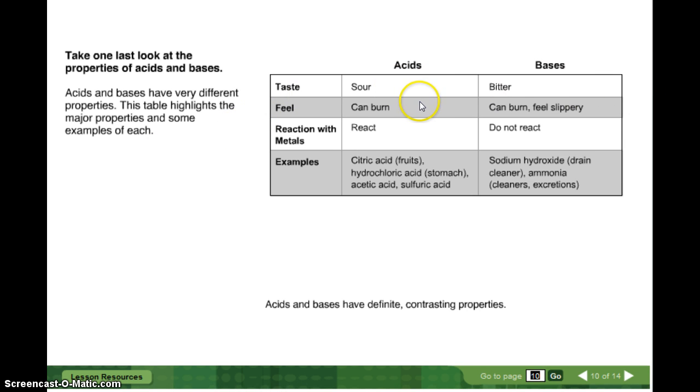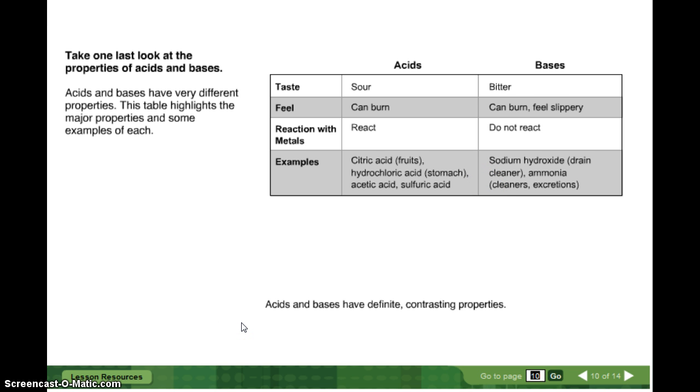Bases are bitter. Feel. Acids can burn. They can also burn for bases, but they also feel slippery. Acids react with metals. Bases do not react with metals. Examples of acids: citric acid from fruits, hydrochloric acid in your stomach, acetic acid, sulfuric acid. Examples of bases: sodium hydroxide, drain cleaner, ammonia, cleaners, and excretions.